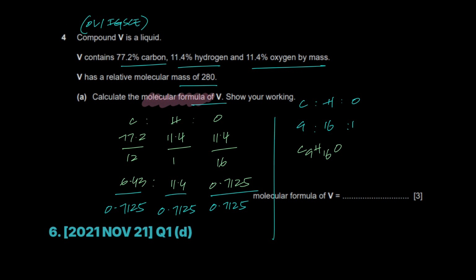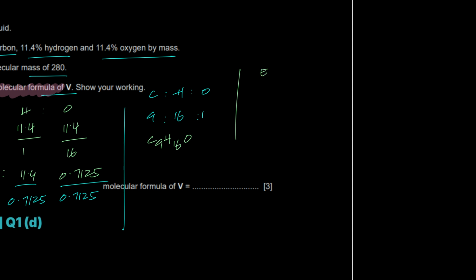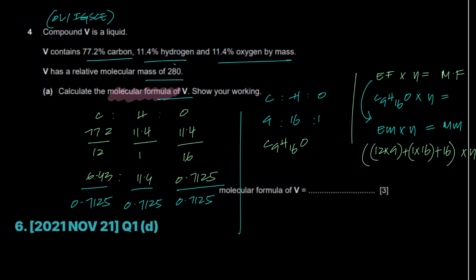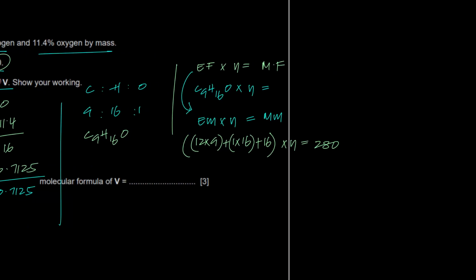Now, how do you calculate the molecular formula from the empirical formula? If you multiply the empirical formula by a whole number n, it gives you the molecular formula. You have the empirical formula C9H16O, but you don't have the number n. How did we get n? The empirical formula has an empirical mass, and empirical mass times n gives the molecular mass. Empirical mass is 12 times 9 plus 1 times 16 plus oxygen 16. I multiply it by n to get the molecular mass, which is already given to me: 280.